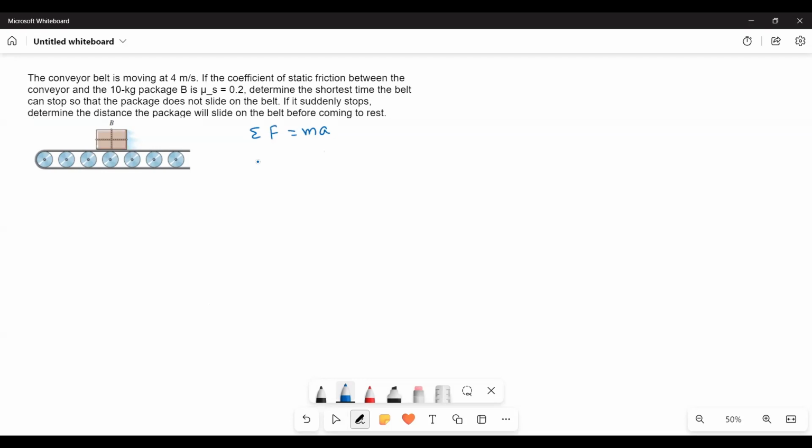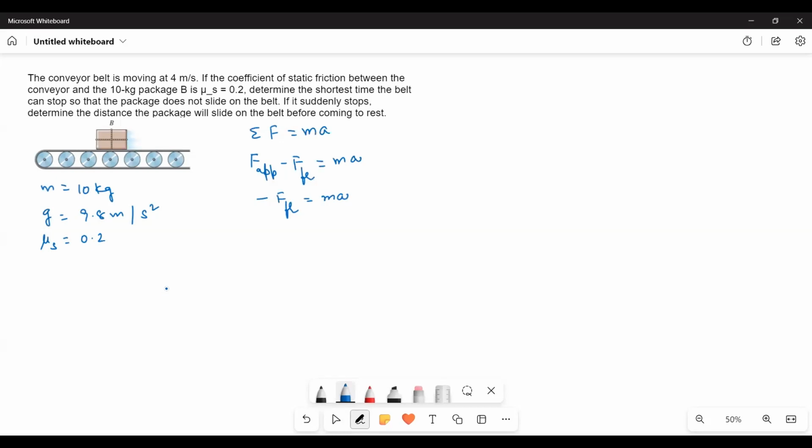Now, here what are the forces? F applied minus F friction must be equal to MA. But he is saying that the applied force is 0. So, minus F friction is equal to MA. And mass is given as 10 kilograms, and then g is equal to 9.8 meters per second square. And then the coefficient of static friction is 0.2.